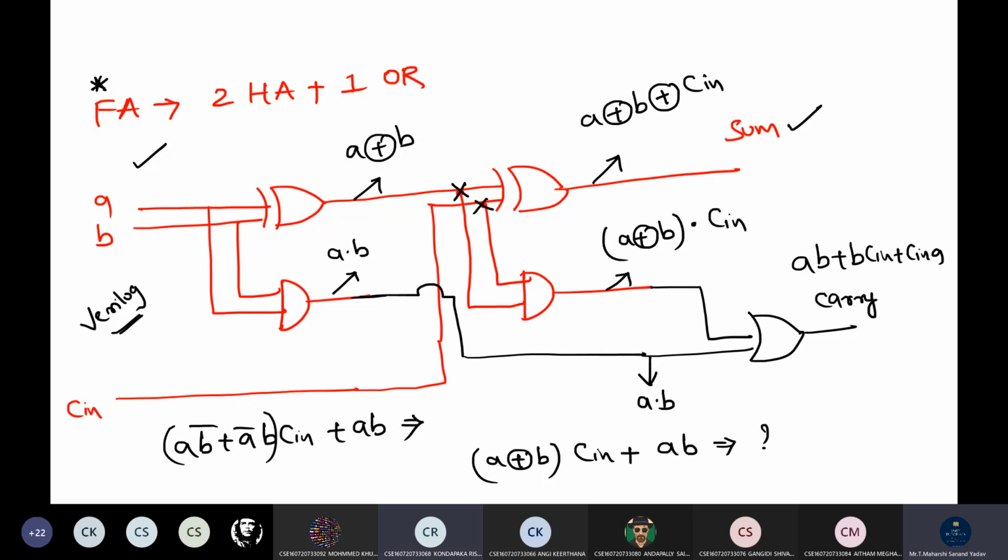By means of the concept called instantiation, we can write the Verilog code, or else simply in terms of gate level modeling also we can write. So assign some output wires, and based upon that you try to fill this.